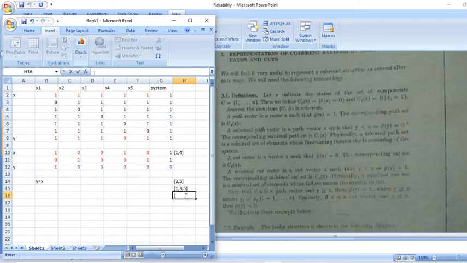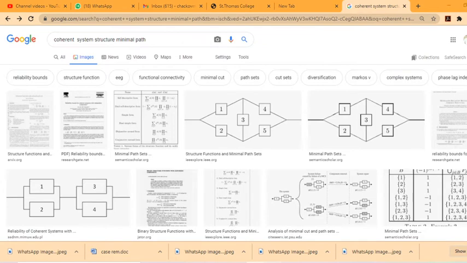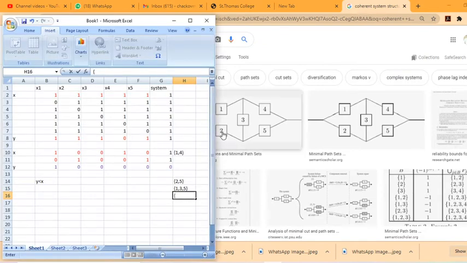Another minimal path vector is, look at the figure, just look at the figure and fill in the data. Another minimal path vector is {2, 3, 4}. All other path vectors are path vectors, but at the same time they are not minimal. So these are the 4 minimal path vectors of this structure function.